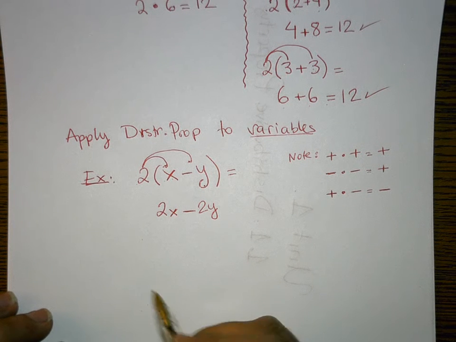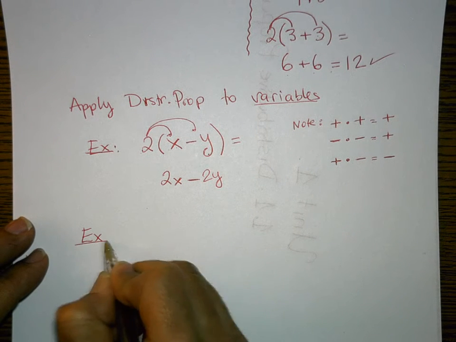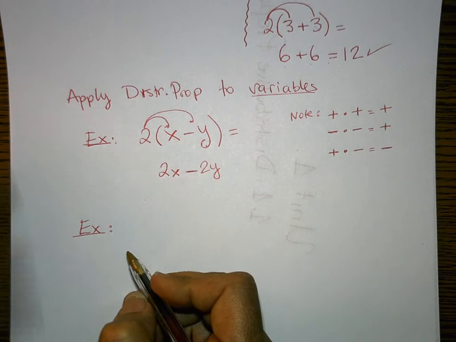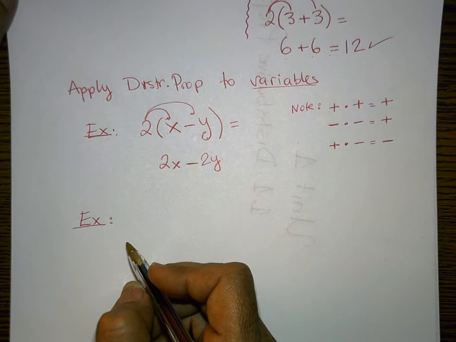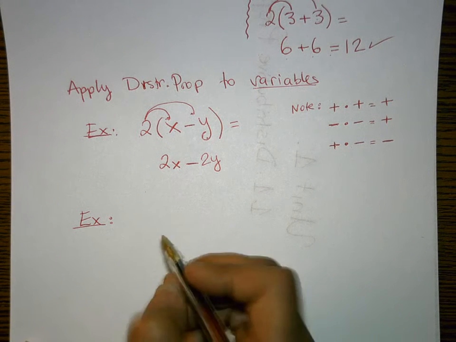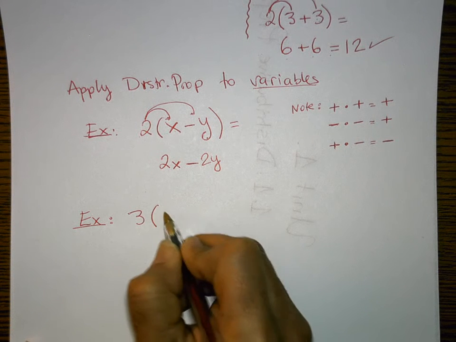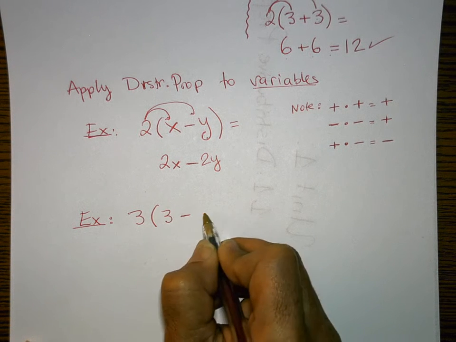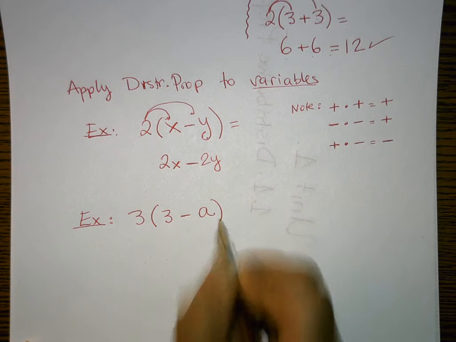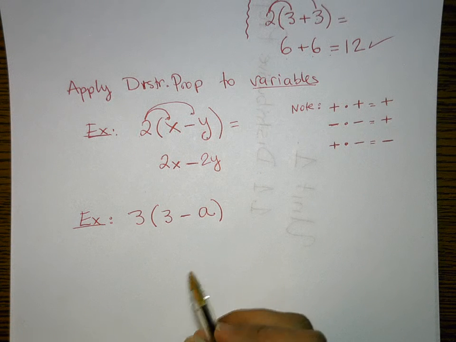Okay? Let's do another example to make sure we really understand it. And this time, after I write the example, I would like you to pause it, try it by yourself, and then continue. Okay? Let's do 3 times 3 minus, I'm going to pick a letter a for my variable. Okay? So pause it and try it. And you should come back and now check the answer.